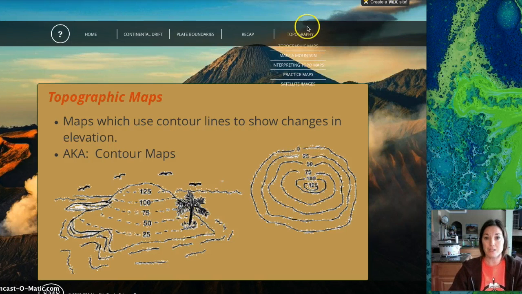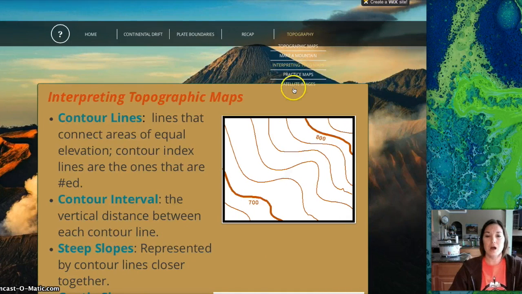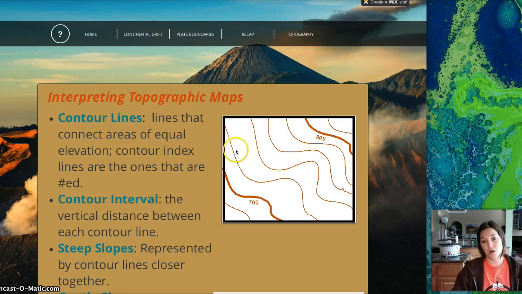So let's figure out how to interpret a topographic map. First of all, you need to be able to recognize the contour lines. And the contour lines are these lines on a map, and they connect areas of equal elevation. So you can see this bolded line, this is called an index line. It has an elevation of 800 feet. Or meters, it doesn't really say, so we'll just call it feet. And so all of the areas along this line right here have an elevation of 800 feet. Now down here we have another contour index line at 700 feet. So all of the areas along this line are 700 feet in elevation.